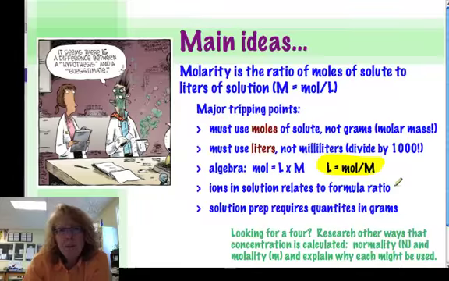And our 2 applications that we had in this last video. Number 1, ions in solution. It's just simply a multiplication factor against that concentration. And then solution prep. Solution prep is going to ask you indirectly for a quantity in grams. So you're solving for moles of solute and then converting to grams.